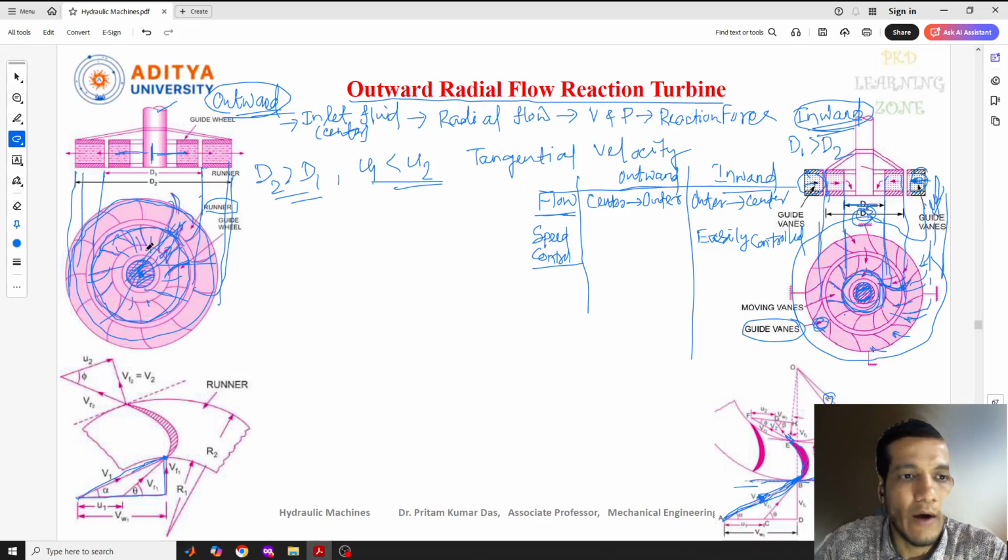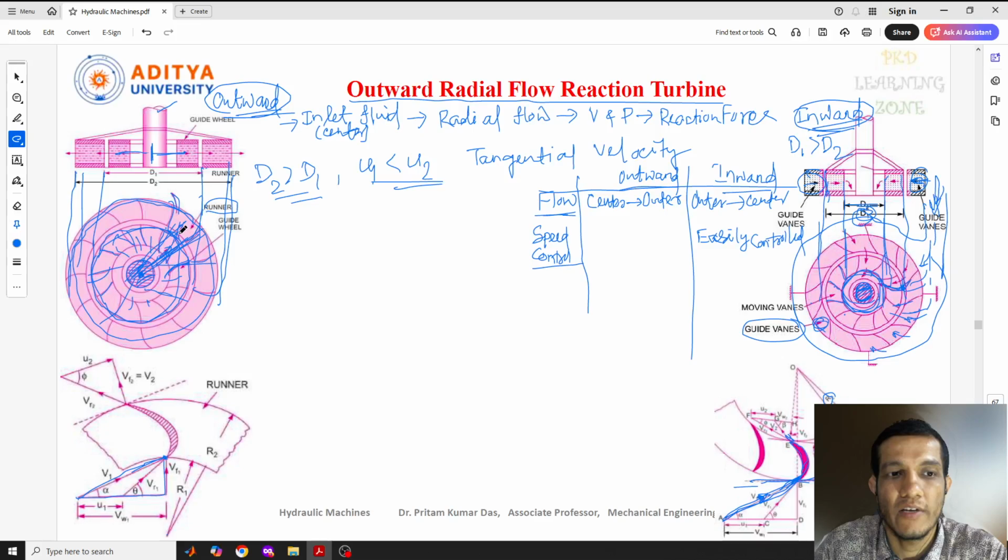But in the outward radial flow turbine, it is difficult to control. Why? Because the water is coming from inside and it is moving outside. Though the water is moving outside, it again creates a rotational speed here with the help of this guide wheel, which starts rotating because it needs to generate more power. So by this effect, it gets more difficult to control the fluid velocity.